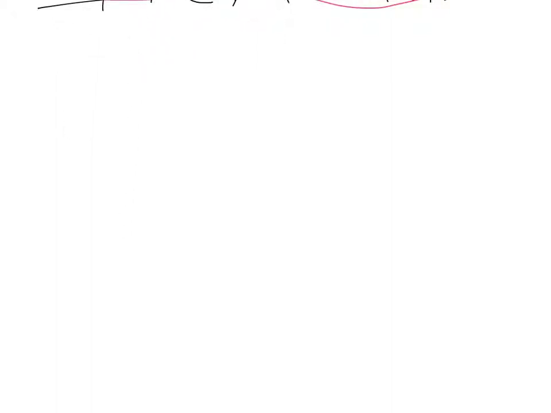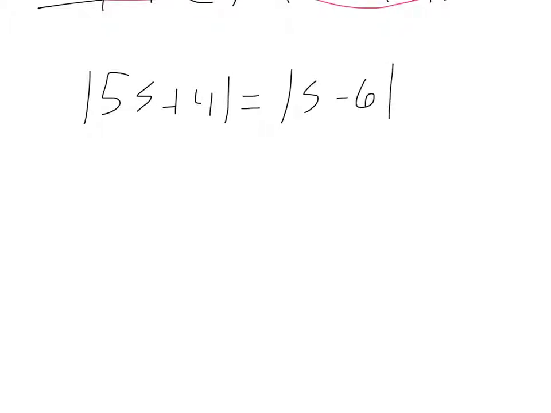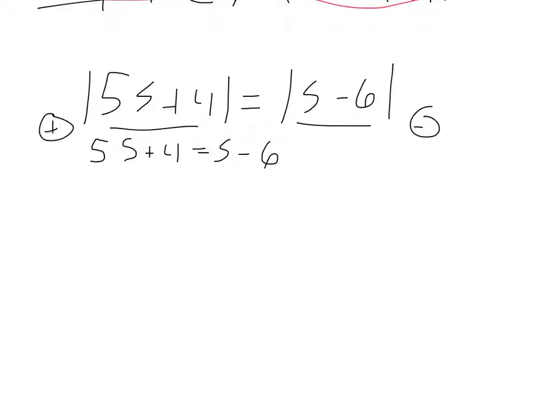And then finally, this last one, we have the absolute value of 5s plus 4 equals the absolute value of s minus 6. Once again, we have positive and negative solutions, even though we have two absolute values. The positive one, we leave them both positive. So we have 5s plus 4 equals s minus 6. That's our positive one. Our negative one, we just make one of the two sides negative. So I'll say we have 5s plus 4 equals negative s minus 6.